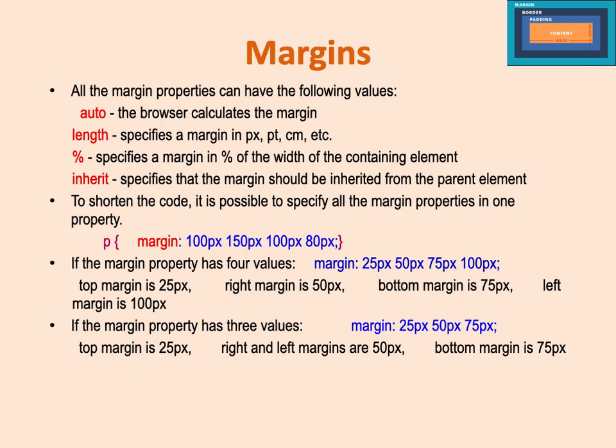Auto, the browser calculates the margin. That means it's a default value. Browser default values are specified. Otherwise, you can specify the length, which specifies a margin in pixel, point, centimeter, etc. You can explicitly set a particular value for the length property.